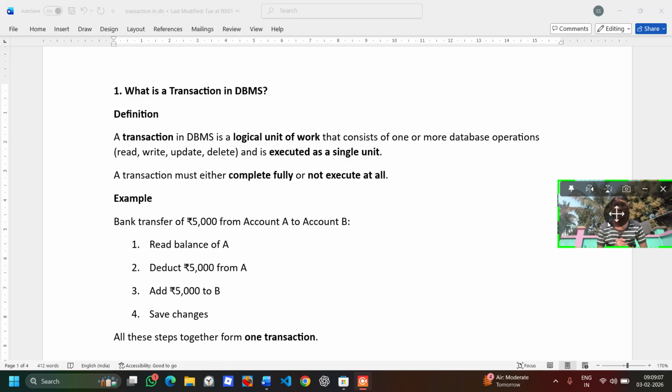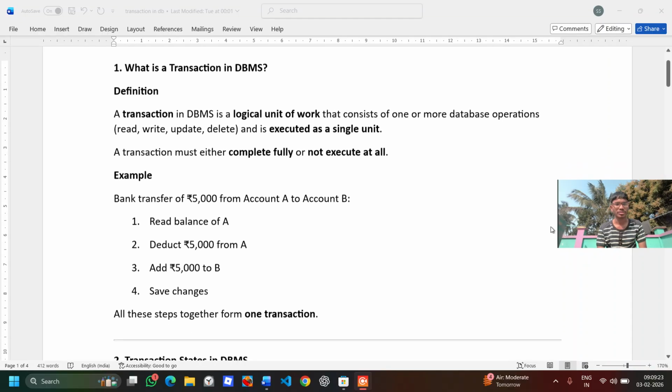In this video, we are going to talk about transaction in DBMS, the most important concept in DBMS, and 20% of the questions in your exams, any interview, or in the GATE exam come from this topic. Okay, transaction. So, what do you mean by transaction?